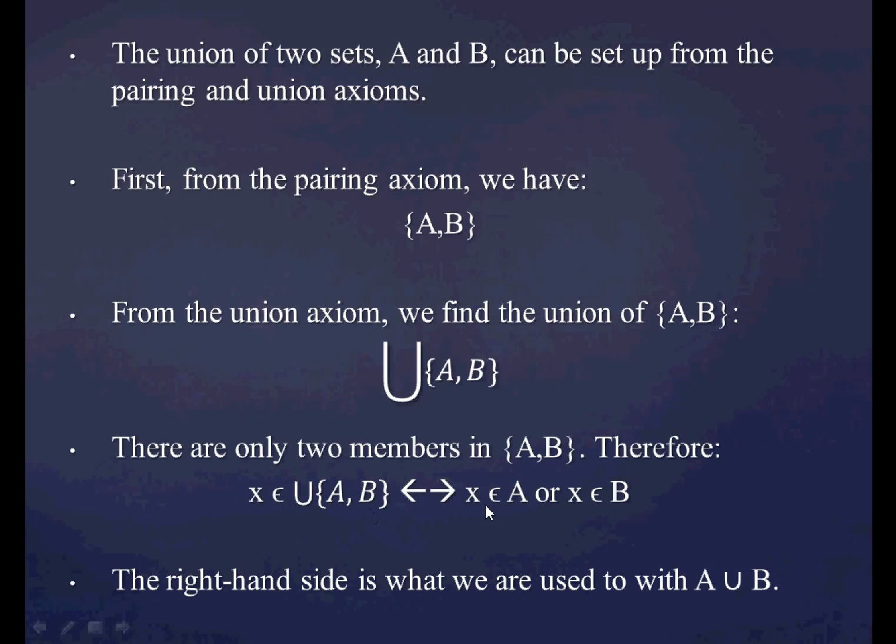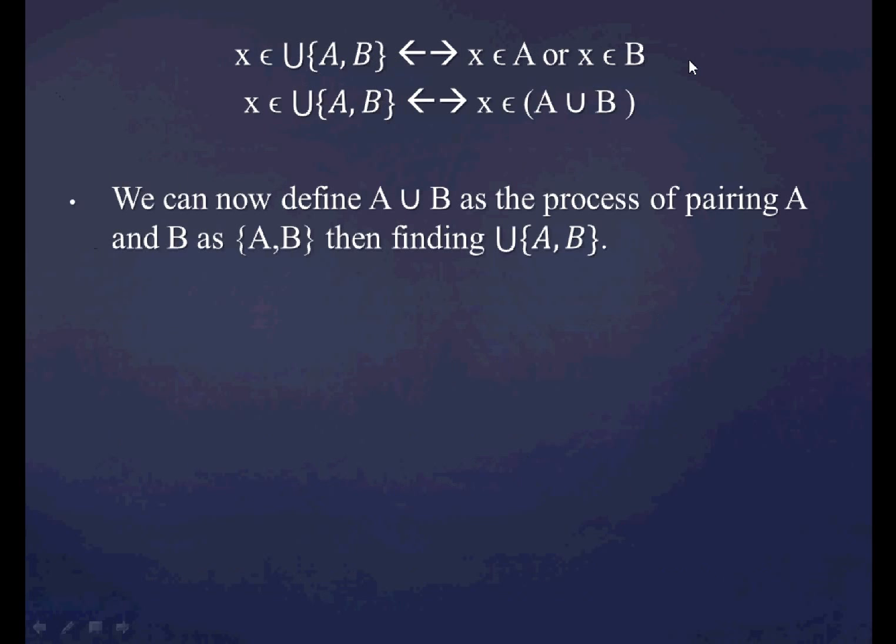And it turns out that this right-hand side is what we're used to when we're talking about the union. So X is going to be in A union B if it's either a member of A or it's a member of B. So this whole right-hand side is what we're familiar with as A union B. So just to summarize what we've done so far by combining the pairing and union axioms, what we said is that if X is going to be a member of the union of the set containing A and B, that implies, in a bidirectional sense, that X is either in A or X is in B. And we said that this right-hand proposition here is the same thing as X being in A union B.